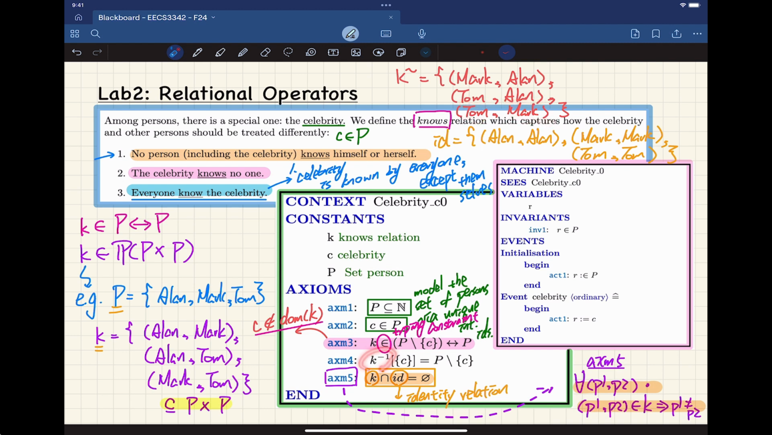And now if you put the celebrity C there, you can see Tom is known by Alan, Tom is known by Mark. Once you get the relational image of Tom, what do we get? We get Alan and Mark. That's exactly all the persons over here except for the celebrity. Let me do it again. Let's now be very clear about how to understand this axiom number 3.